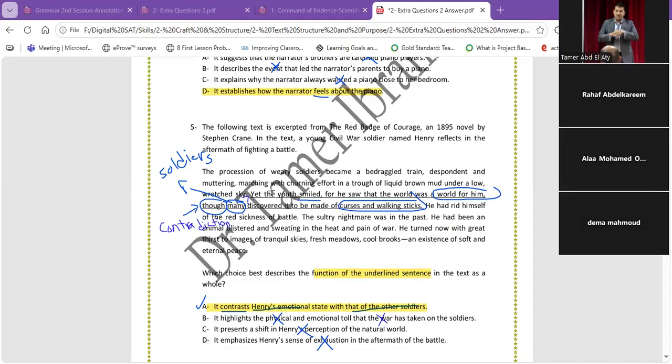So maybe Henry is the youth that he spoke about here, and he contrasts what he felt with others. Yes. It highlights the physical and emotional toll. Toll means tiredness that the war has taken on the soldiers. He didn't talk about all of them. He talked only about one soldier. It presents a shift in Henry's perception of the natural world. It doesn't introduce Henry before just to say that there is a shift. It emphasizes Henry's sense of exhaustion in the aftermath of the battle. He's not exhausted at all. So the answer is A.